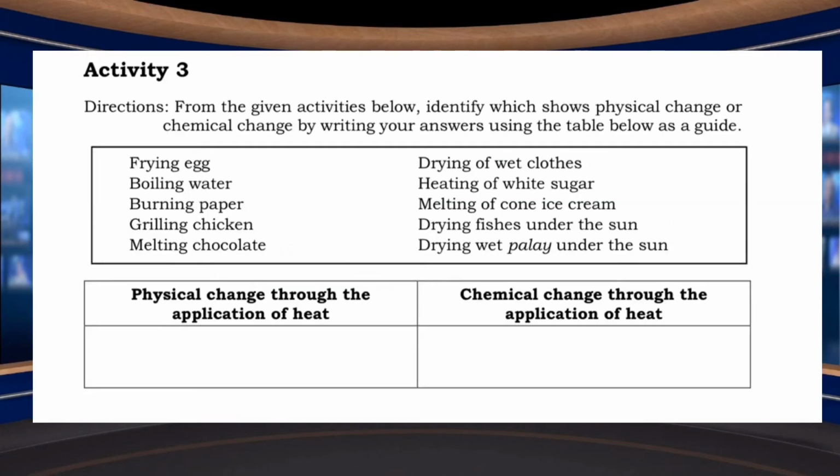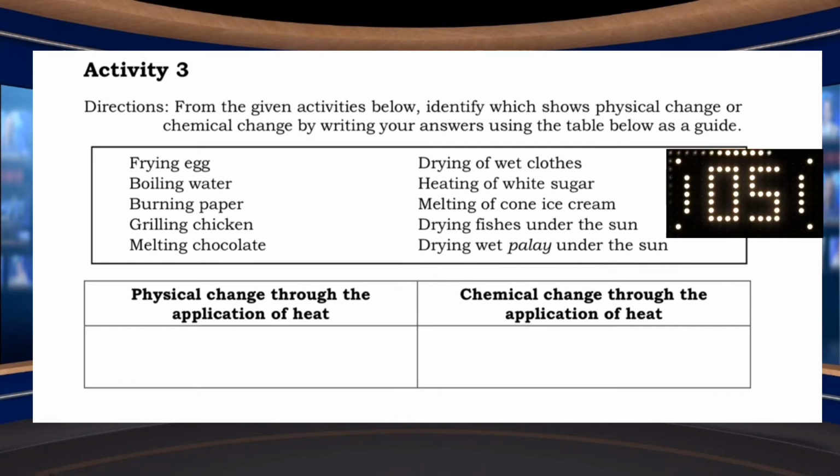Activity 3. From the given activities below, identify which shows physical change or chemical change by writing your answer using the table as a guide. Ang mga activities na nasa loob ng box ay ilalagay nyo sa ilalim ng physical change or chemical change kung saan sila dapat naroroon o nararapat ilagay. You only have 5 seconds to answer this activity and the timer starts now.